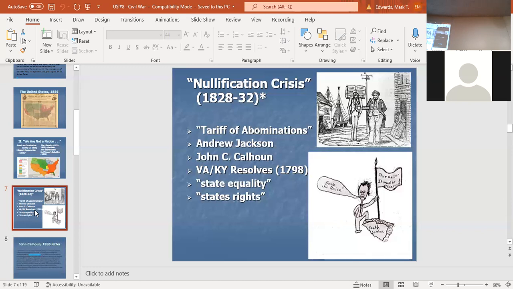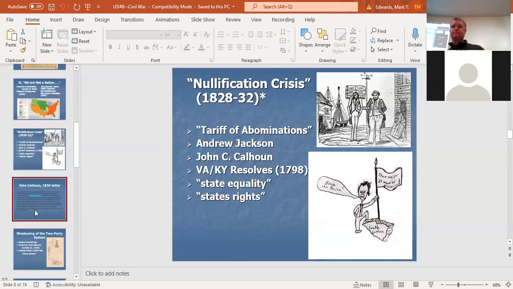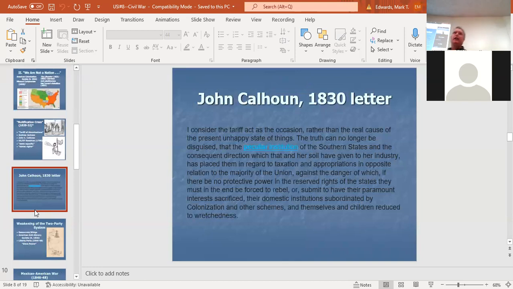The nullification crisis, this tax, the tariff was the trigger issue. But ultimately, people recognized the larger implications. John Calhoun, writing to a friend in 1830, kind of realized this. Essentially what he's saying in his letter to his friend is, this isn't really about taxes. Tax is just a symbolic issue.